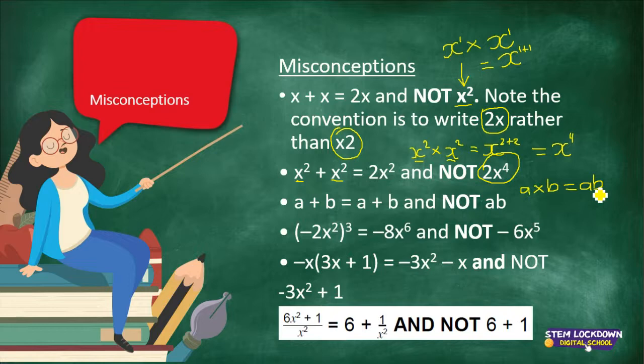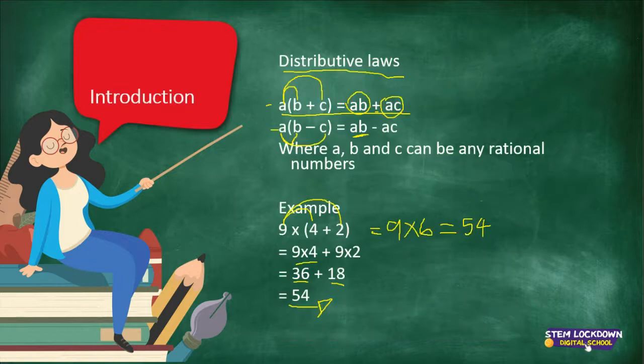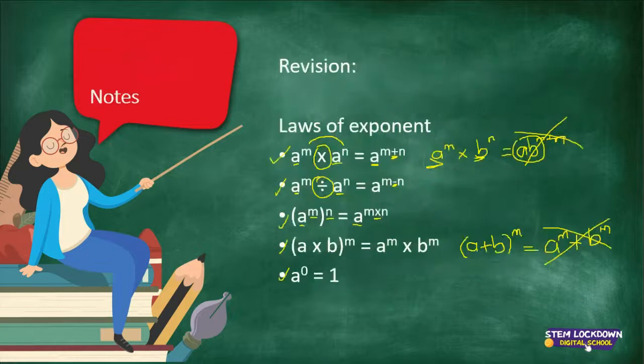Next misconception. Okay, now let's say you have a term, and this term is raised to the power 3. The correct answer will be negative 8 x to the power 6. Okay, how did they get this answer? Going back to your laws, let's go back to the laws. Okay, there they are. We're looking at this one here.